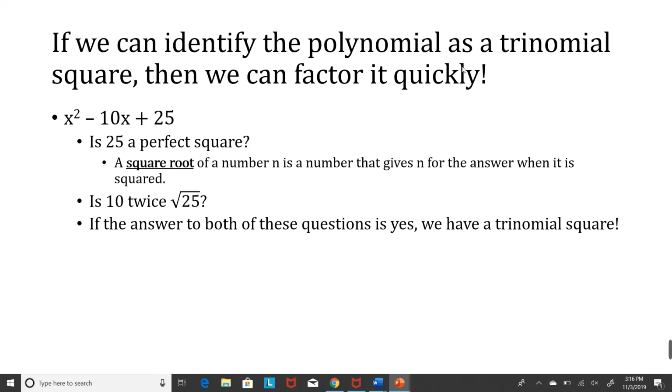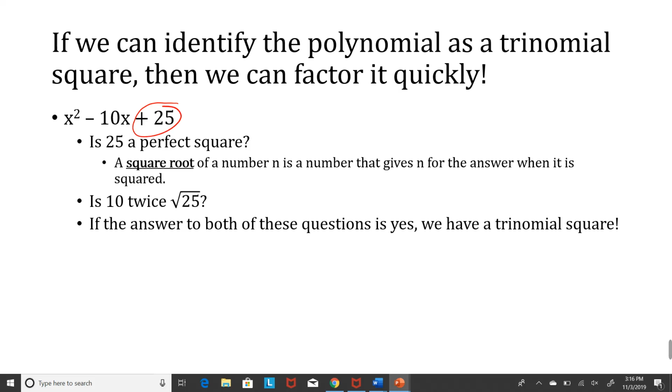So if we can identify the polynomial as a trinomial square, then we can factor it quickly. So we want to look at a trinomial, like x squared minus 10x plus 25, see if it's a trinomial square. So first we want to look at our constant term, that's the plus 25, and we want to know, is that a perfect square? So do you know what a perfect square is?